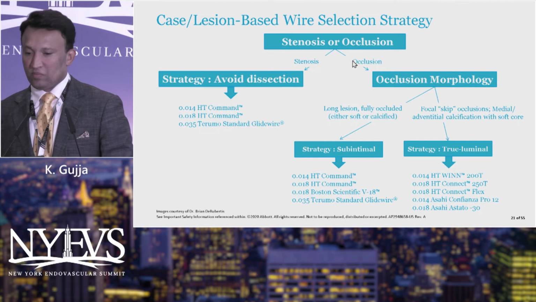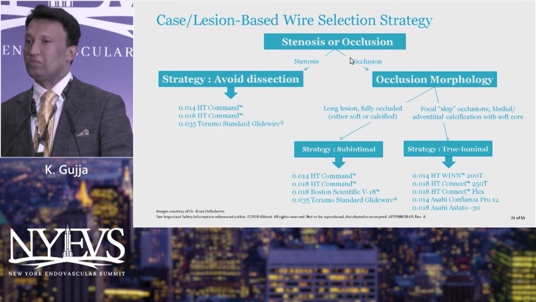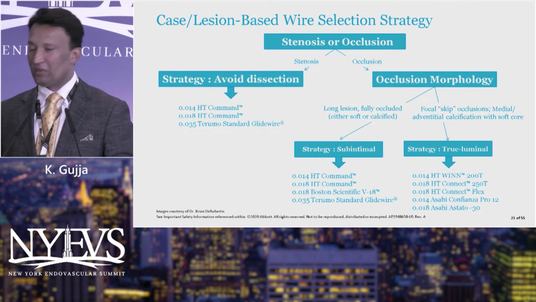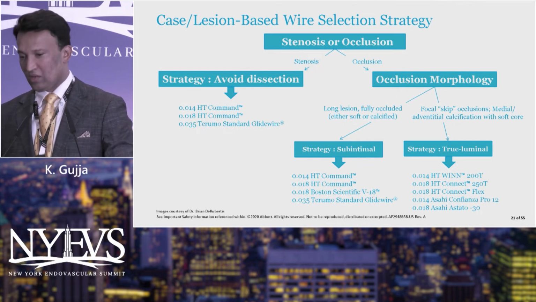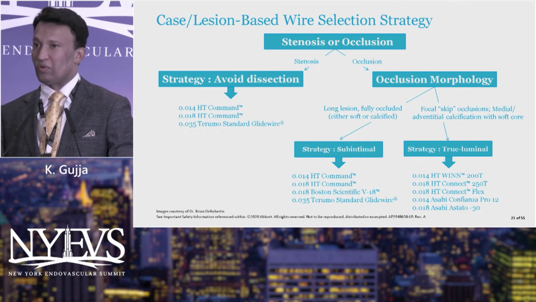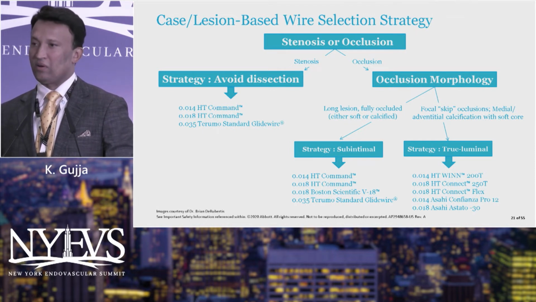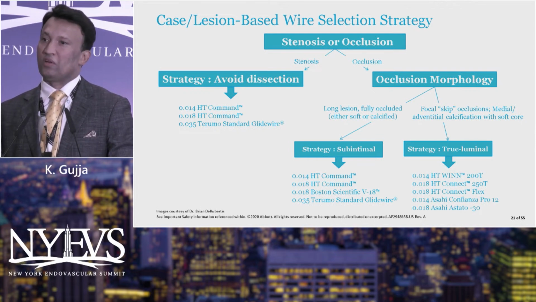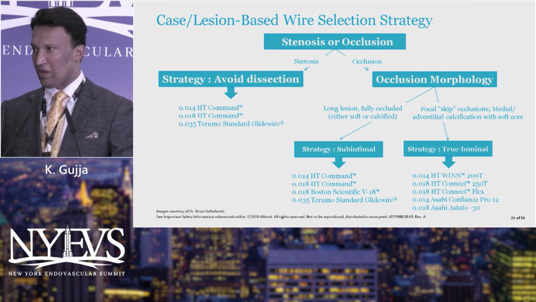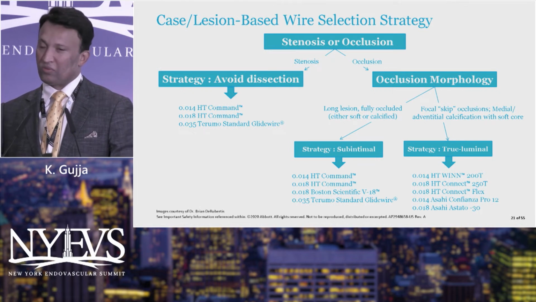Now, again, it depends on stenosis and occlusion, right? Two totally different things. If it's stenotic, you can always go with 0.14s and 0.18 first and change to a 0.35. If it's occluded, then the morphology is what tells you. If you want to be subintimal and you don't really care about it, go with a 0.35. But if you want to be true luminal, then you have to start with 0.14 and traverse your way up, escalate your wires to 0.18 and 0.35s.